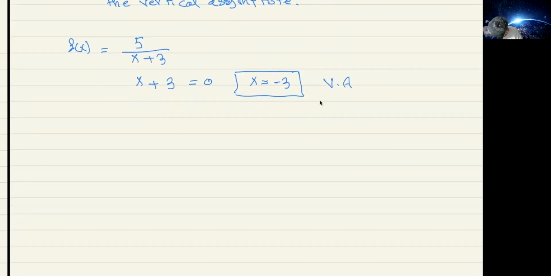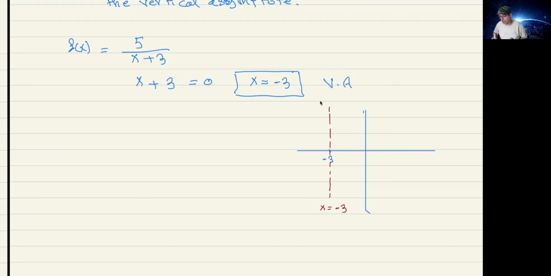Okay, how do I graph a vertical asymptote? So the way to graph the vertical asymptote, I'll go to negative 3 here, and then you graph a vertical line, and this is x equals negative 3. So this is my vertical asymptote.